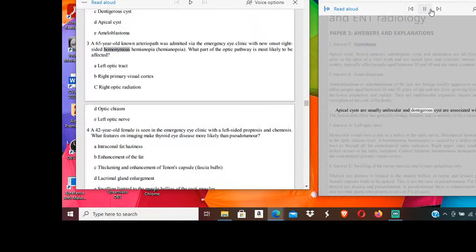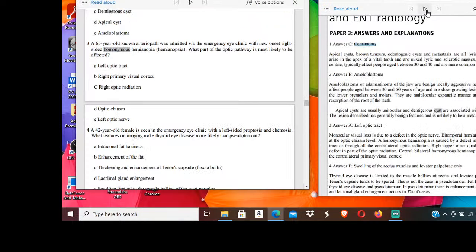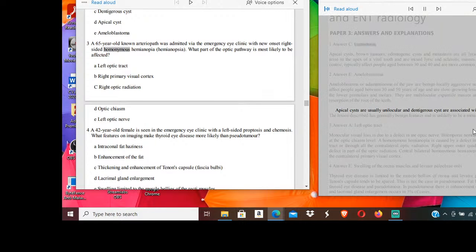Apical cysts are usually unilocular and dentigerous cysts are associated with the cap of the tooth. The lesion described has generally benign features and is unlikely to be a metastasis.